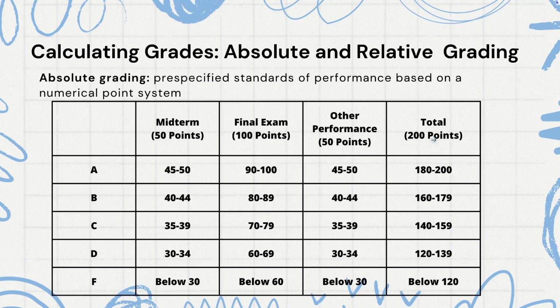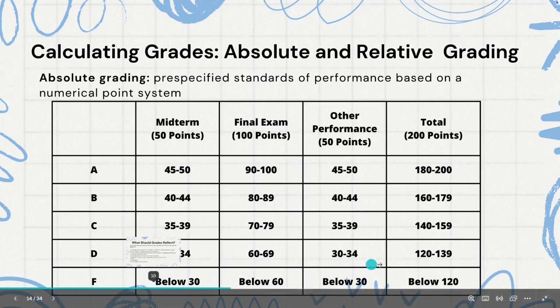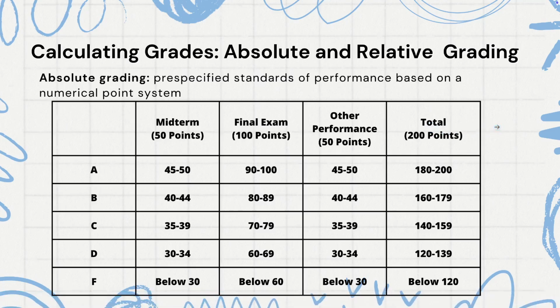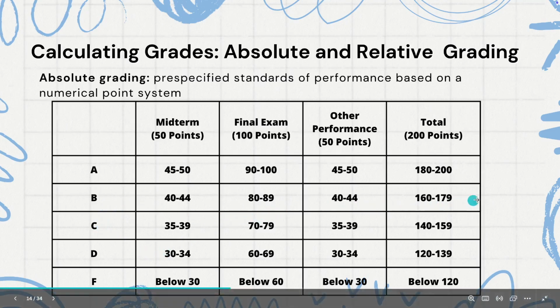for a total of 200 overall. Okay, so if you get between 180 and 200, you get an A. 160 and so on, B, all the way down to our F. And students should be shown this before the course begins. So in this way, it doesn't matter how many students get A, how many students get B, it's just what do they get, that's their grade.